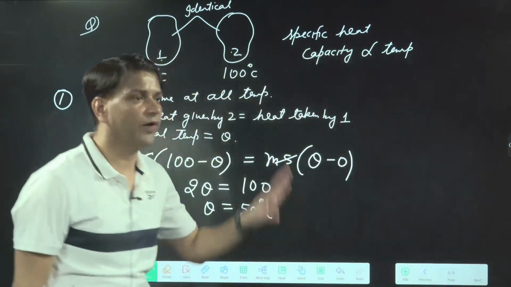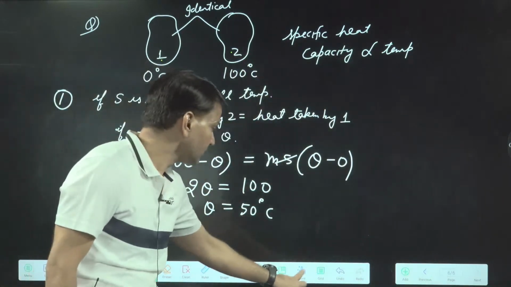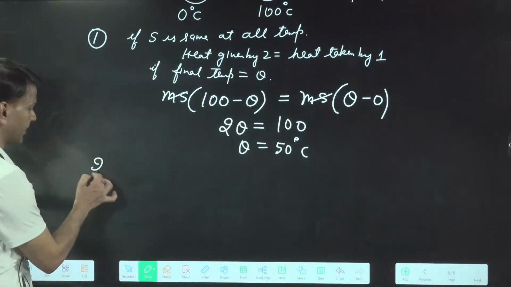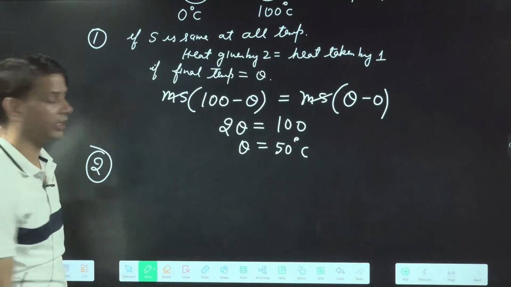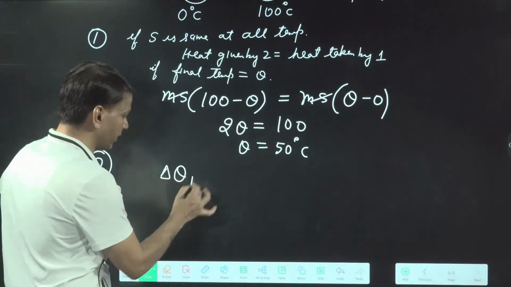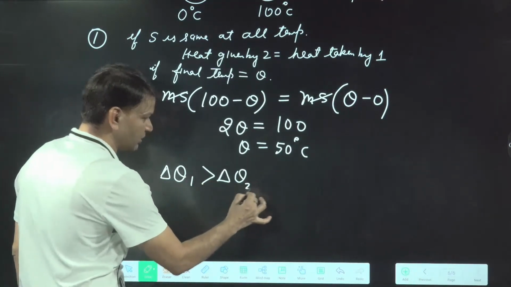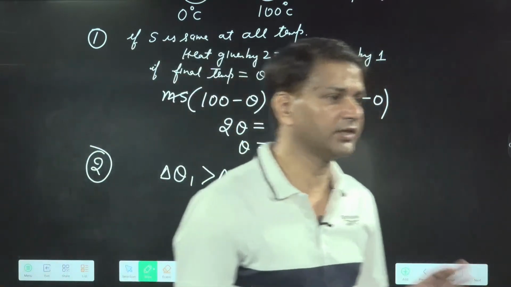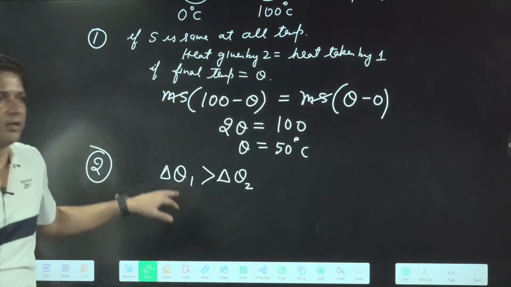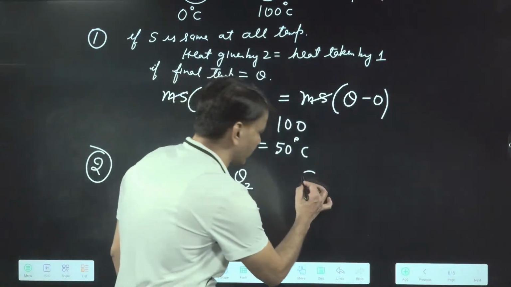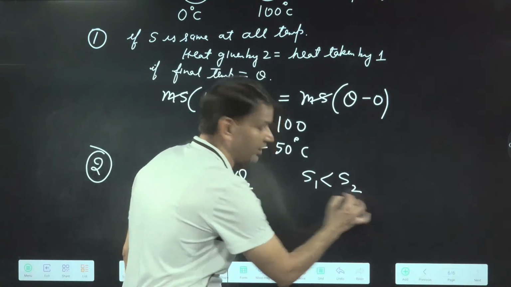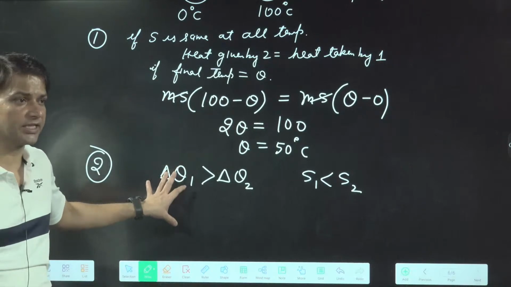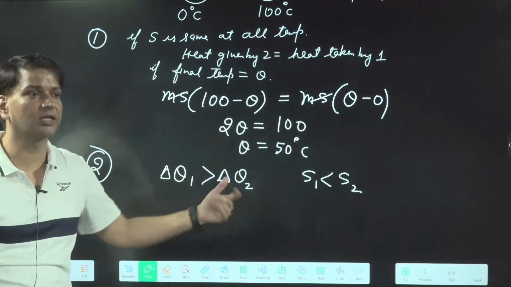Okay. So suppose the final equilibrium temperature is theta. Then we can say the change in temperature of body 1, delta theta 1, will be greater than delta theta 2. Yes or no? Delta theta 1 will be greater than delta theta 2. Yes or no? Because S1 is less than S2. Body 1 specific heat is lesser than body 2. That's why I can say temperature change will be more in 1 in comparison to 2.